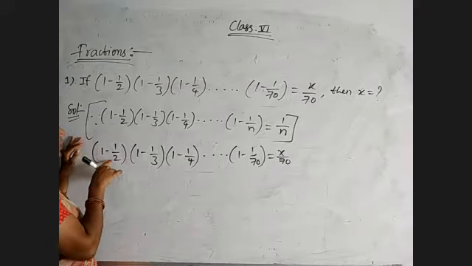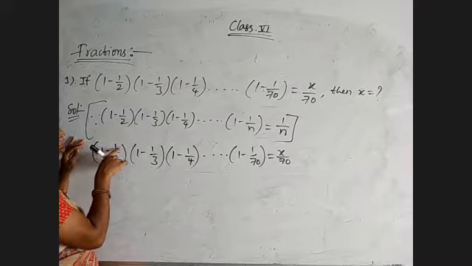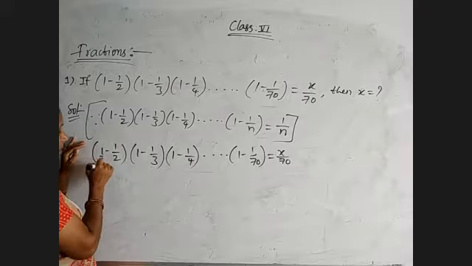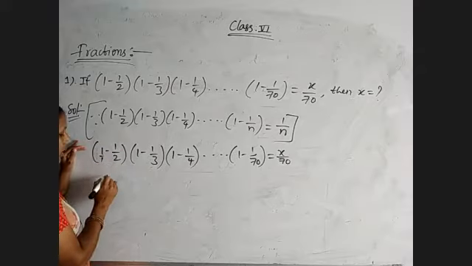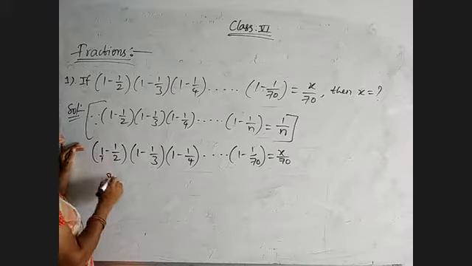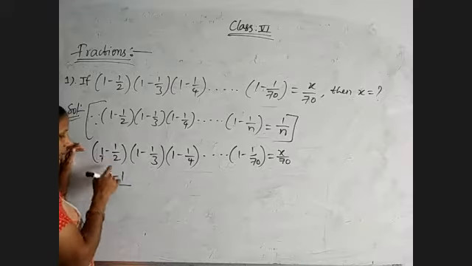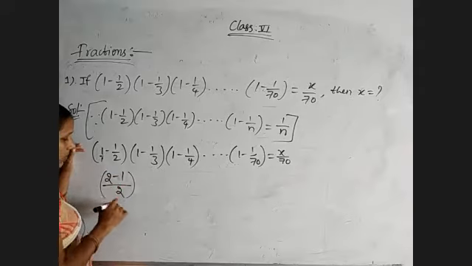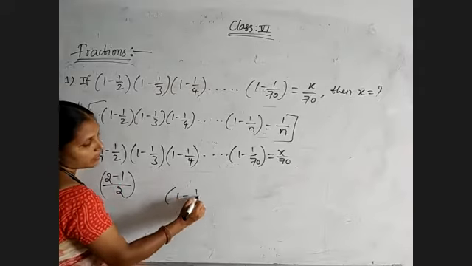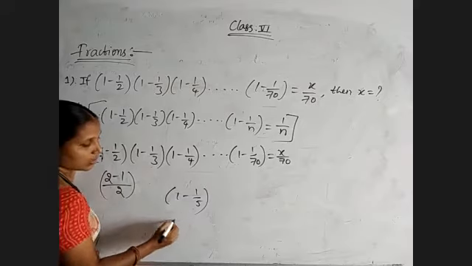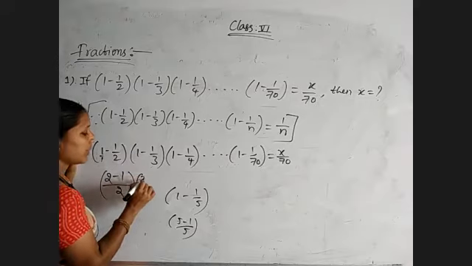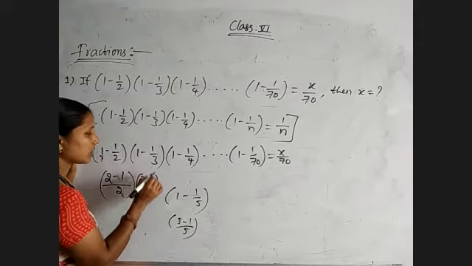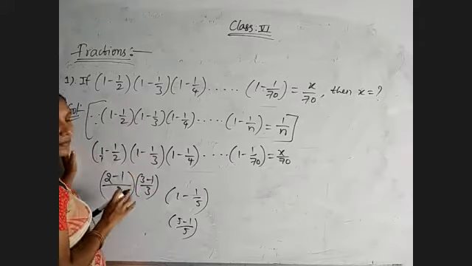What will you get? 2 ones are 2, 2 minus 1, because 1 is nothing but 1 by 1. So 2 ones are 2, 1 ones are 1. So 2 minus 1 by 2, that is 2 minus 1 by 2. See, for suppose if we have 1 minus 1 by 5, in this case we will get 5 minus 1 by 5. That's all. So here 3 minus 1 by 3, cross multiplication, 3 ones are 3, minus 1 by 3.